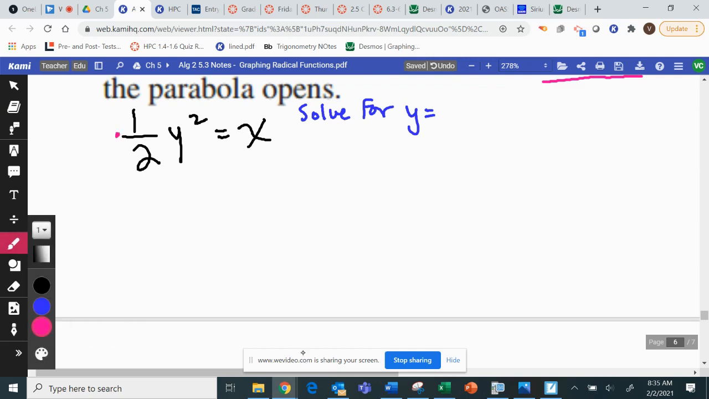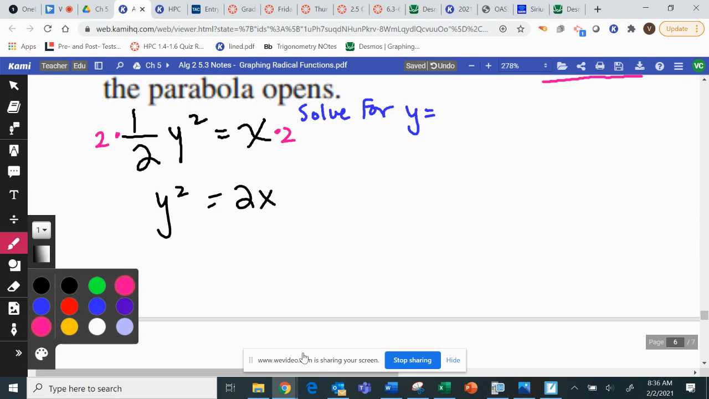Let's see. Multiply both sides by 2, and I get Y squared equals 2X. And then how do I get Y equals? Right now it says Y squared. How do we get Y equals? Ashlyn, how do I get Y equals? I am going to square root. Oh, yeah.